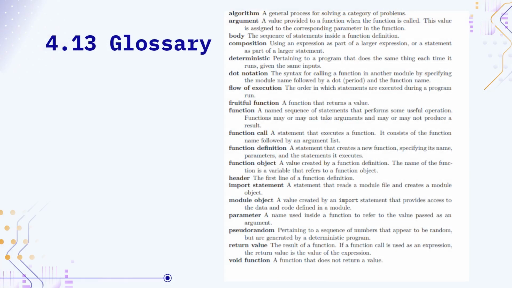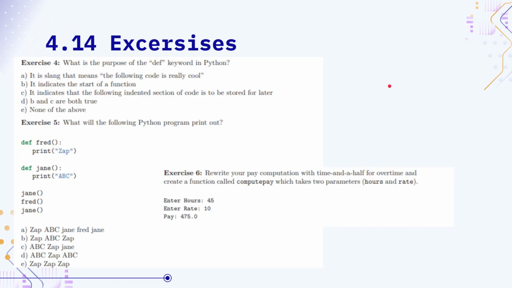So here we have a glossary of all the terms that we have learned so far. The terms important for this lesson would be argument, fruitful function, parameter, return value, and void function. But feel free to pause the video and read all of these and make sure that you have a complete understanding of what every single one of these words mean. So now, here are some practice problems to apply your knowledge that you've learned so far. Feel free to pause the video, figure out these questions, and I'll give you the answers in a few moments.